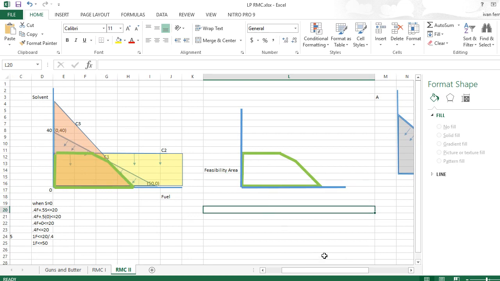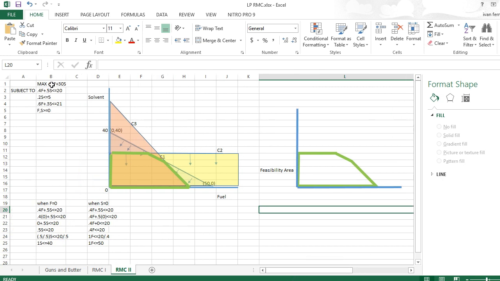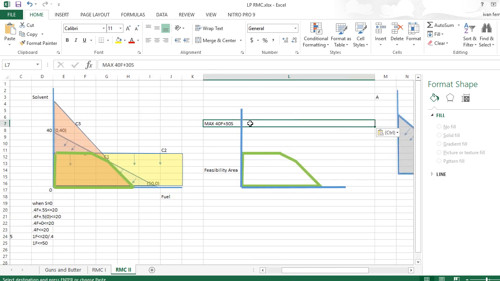Now, at this point, we haven't said anything. We haven't mentioned the goal, the objective of this problem, which is to maximize the fuel and solvent profit. So what you need to do now is draw yet another line for that specific equation.